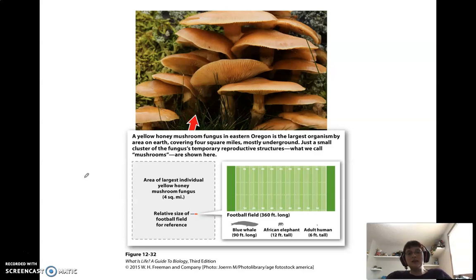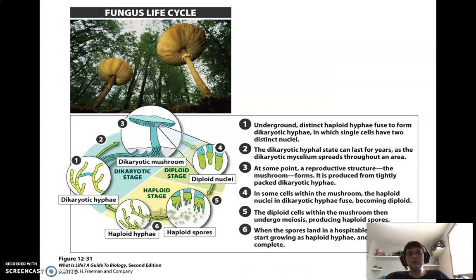As far as scale reference, this is a huge individual. And again, all we ever see of it is the mushroom part, the part that comes above ground, and that's their reproductive structure. So how do the fungi reproduce?